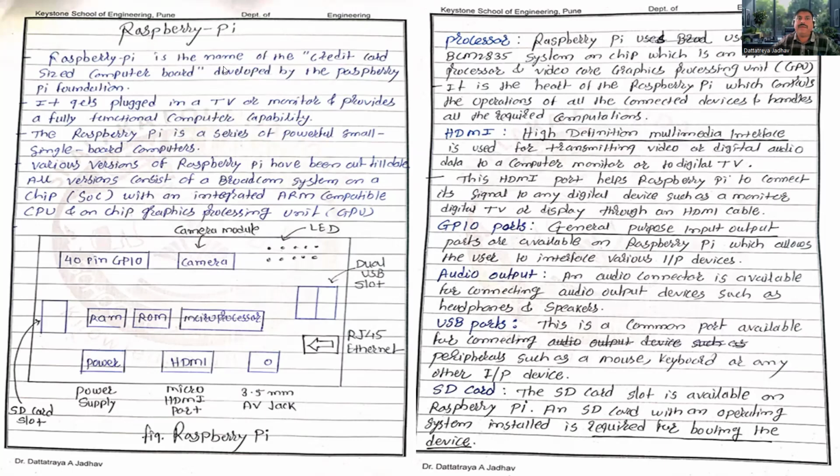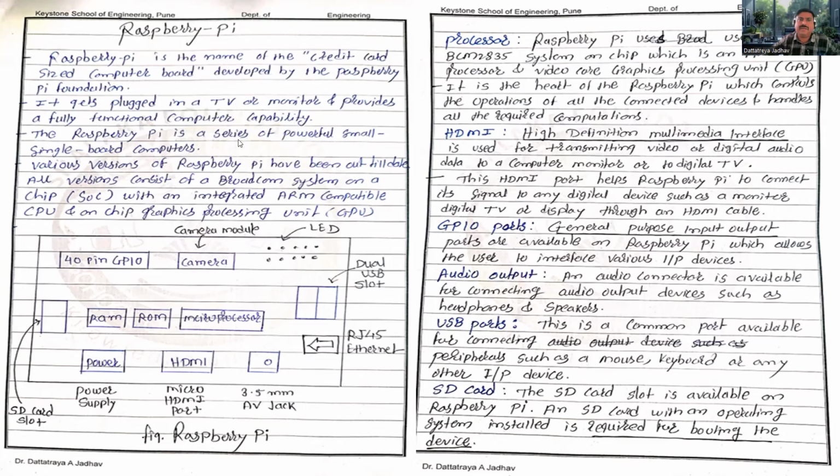Raspberry Pi. So Raspberry Pi is a name of a credit card-sized computer board developed by the Raspberry Pi Foundation. Actually, it is a small credit card-like structure. It gets plugged into a TV or a monitor and provides fully functional computer capability, and it can plug into a TV or any monitor or smart device, which can make it a smart device.